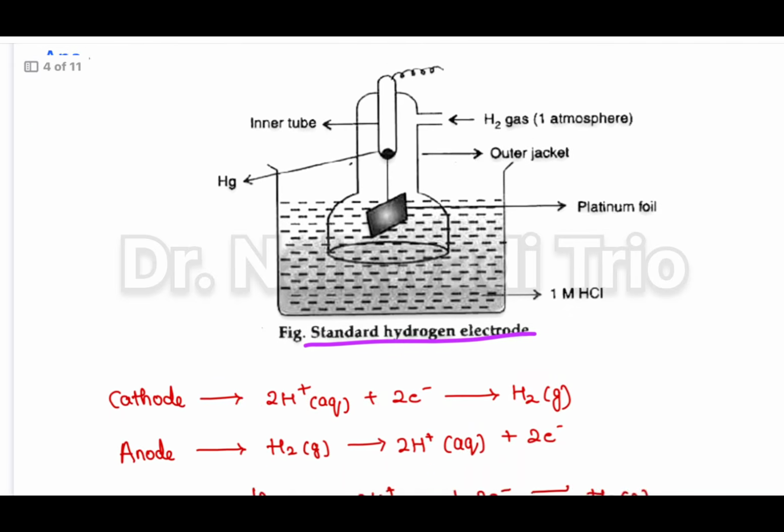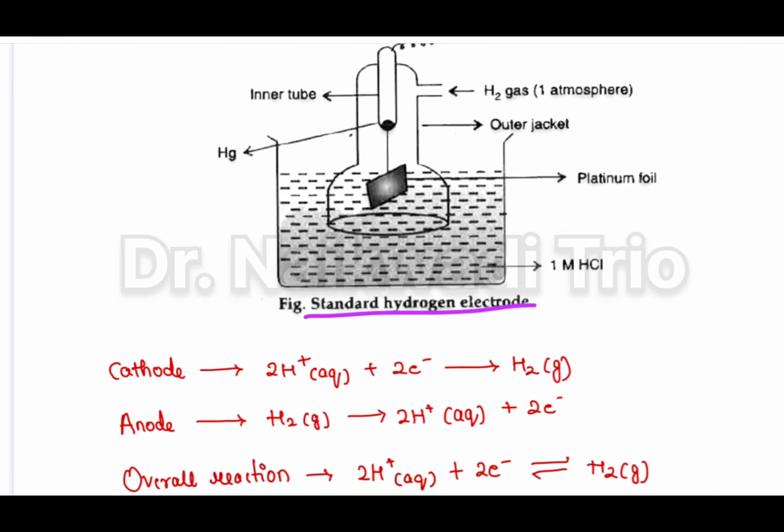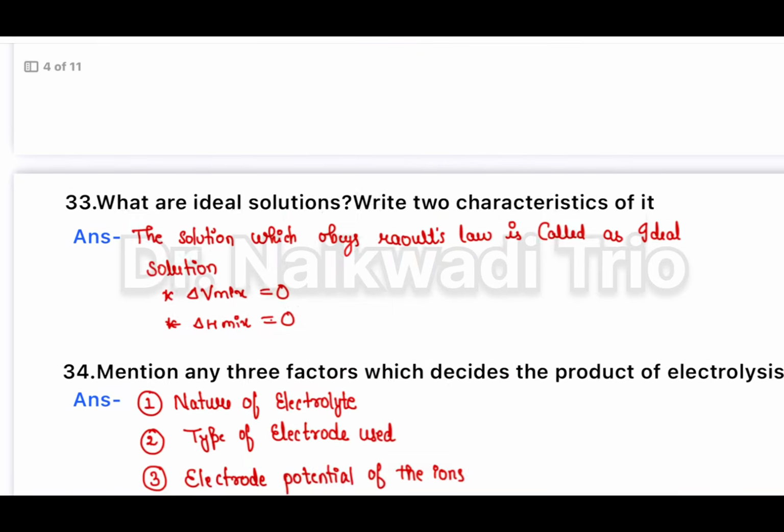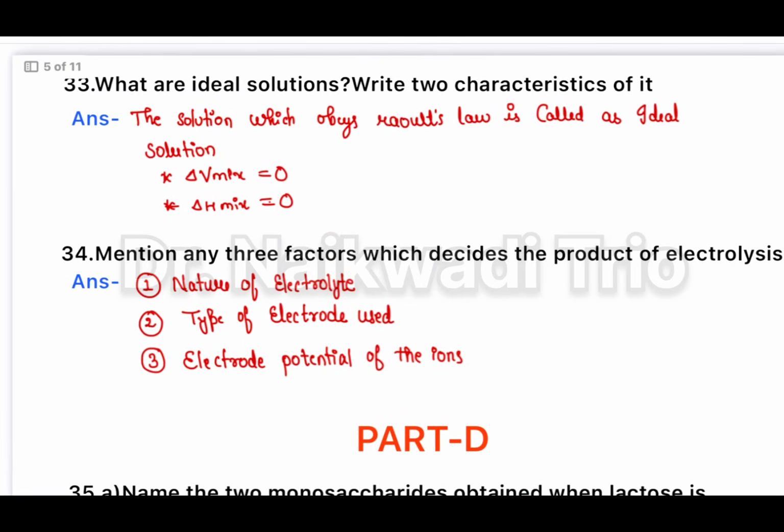And while writing this you have to also mention the reactions given below, that is cathode, anode and the overall reaction. Next, question 33: what are ideal solutions, and you have to write 2 characteristics of it. This is also the question which we have discussed. The solution which obeys Raoult's law is called an ideal solution, and 2 characteristics of this are delta V mix equal to 0 and delta H mix equal to 0.